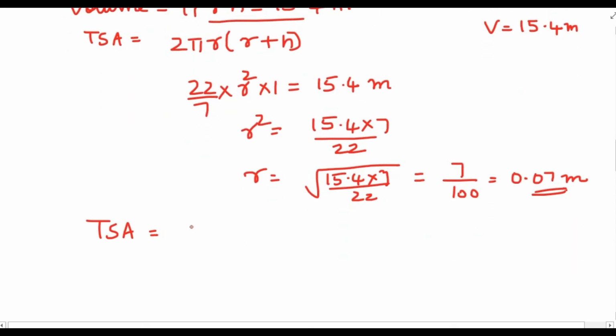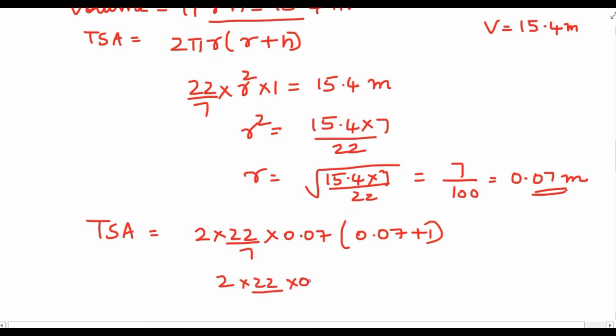Now we will substitute in the formula 2 pi r into r plus h. TSA is equal to 2 into 22 by 7 into r, which is 7 by 100 or 0.07, into 0.07 plus 1, which is equal to 2 into 22 into 0.01 into 1.07. So when you do this, you will have the value 0.4708 meters square.